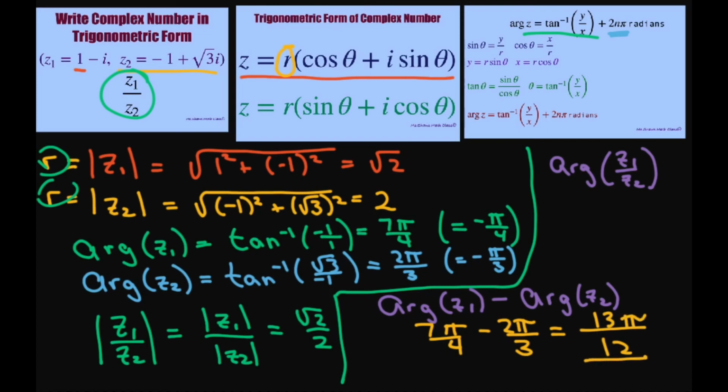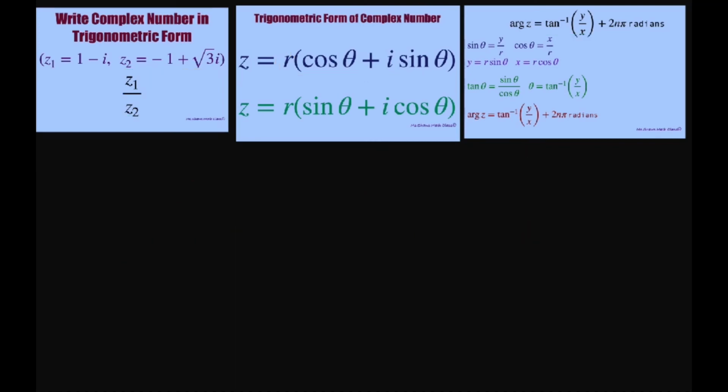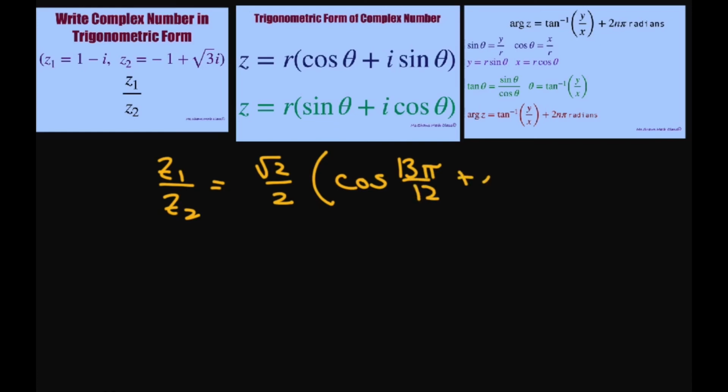All right, so now when we write it out in this form, we're going to get z sub 1 divided by z sub 2 equals square root of 2 divided by 2 times cos of 13 pi divided by 12 plus i times sine of 13 pi divided by 12. And this is your final answer.